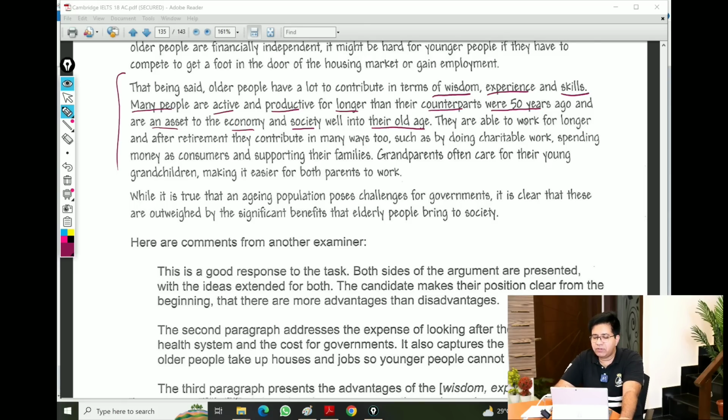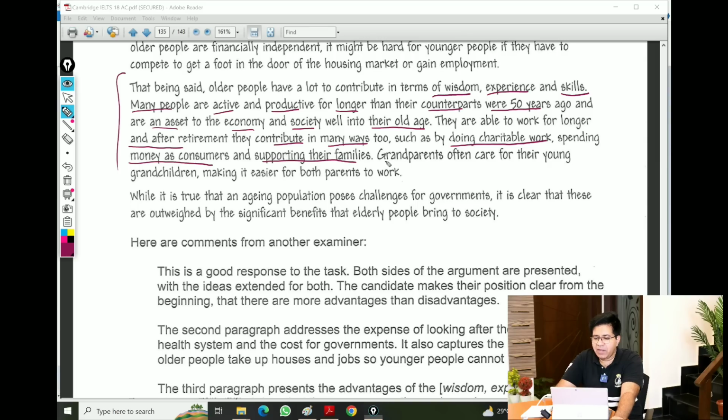They are able to work for longer, and after retirement, they contribute in many ways too, such as by doing charitable work, spending money as customers and supporting their families. Like, some old people start their own business, they start gardening at home, they start some home business, right? So something like that, okay? Grandparents often care for their young grandchildren, making it easier for both parents to work. Parents go to work and children stay with grandparents. So these are the benefits of that, right?